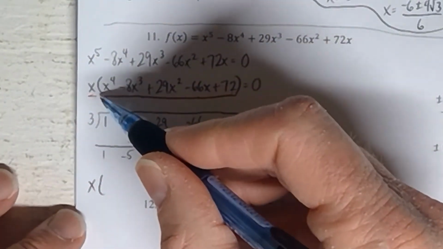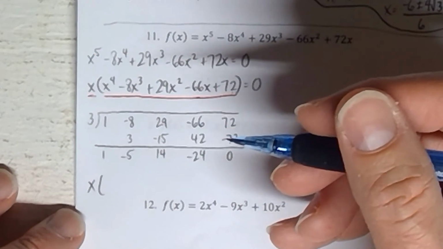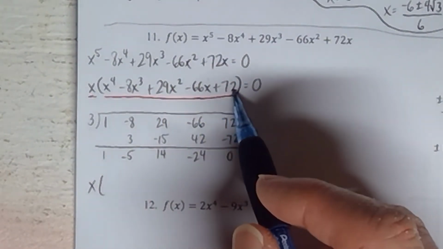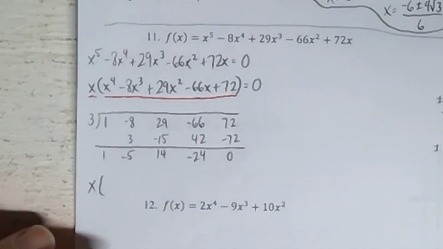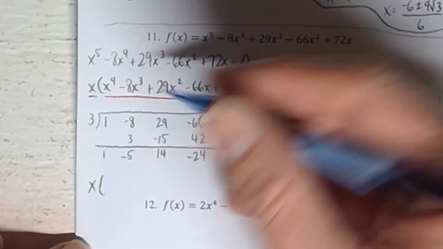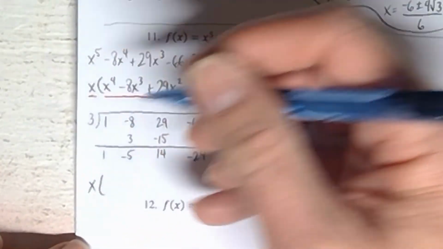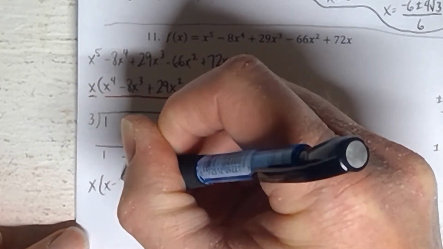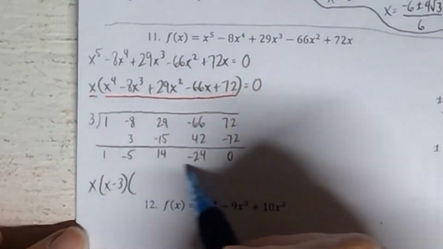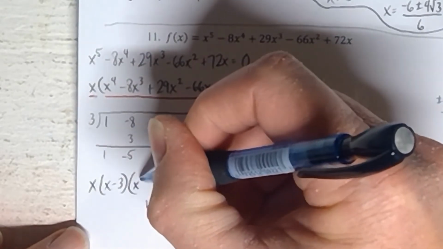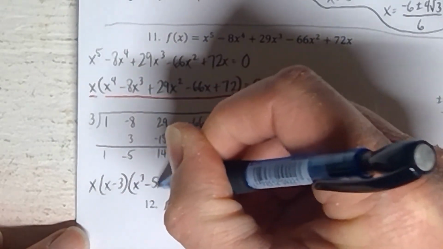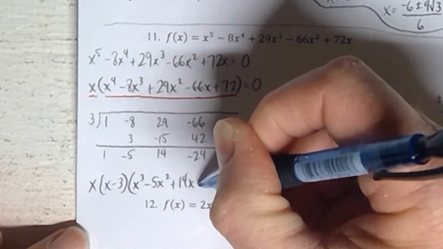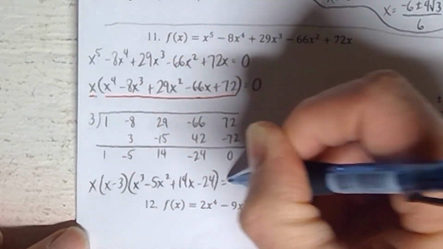The x is still there. The factors never go away after you pull them out. It's just that you're trying to take the one that's neither linear nor quadratic and break it down into smaller factors. But the x in front is still there. So we've got x minus 3 for the first factor. The bottom of the synthetic division is the other factor, x to the third minus 5x squared plus 14x minus 24. So we're almost there.